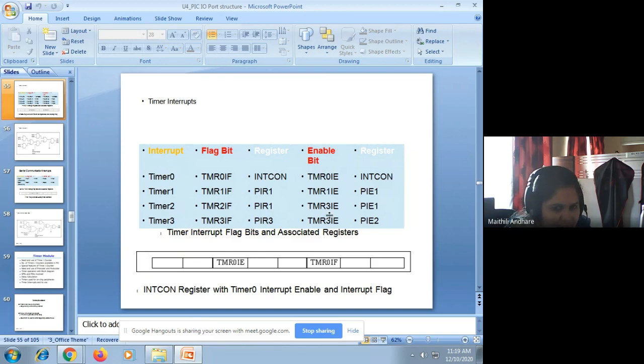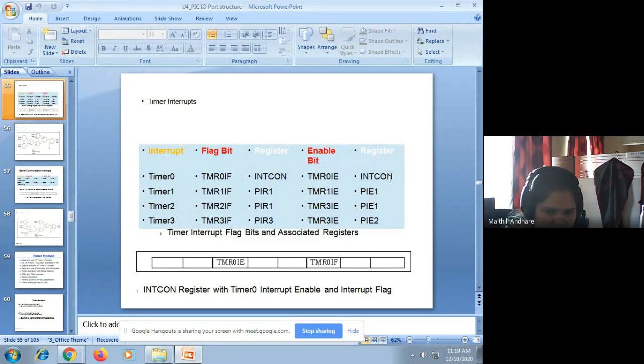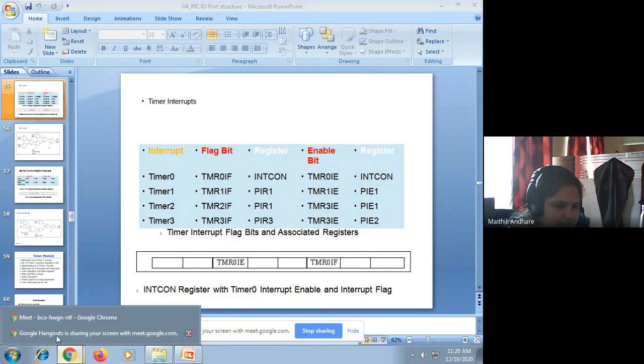TMR2, flag bit, enable bit. TMR3, flag bit, enable bit. And what is written here? These bits are available in these registers: INTCON register, PIR1 register. This Timer 2 IF is also available in the PIR1 register, and Timer 3 IF is available in the PIR3 register. And here also the enable bits are available again in these registers. So the timers, their flag bits are available in these registers at any position, and the enable bits are available in these registers. Are you getting this table?